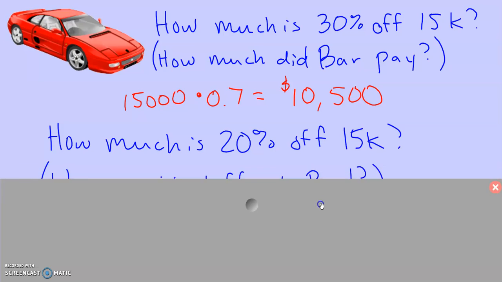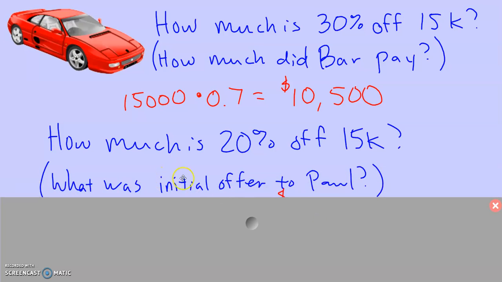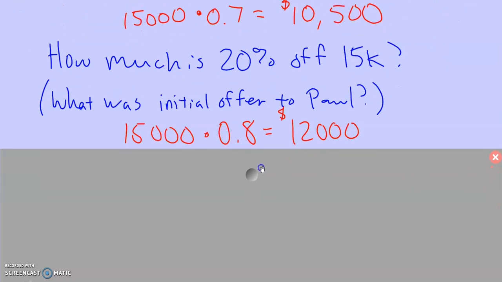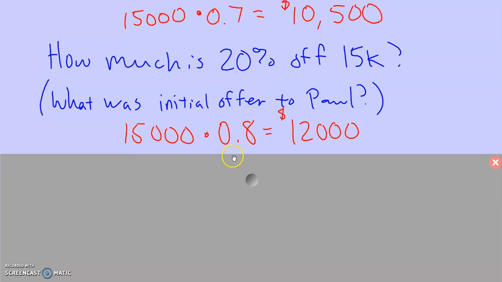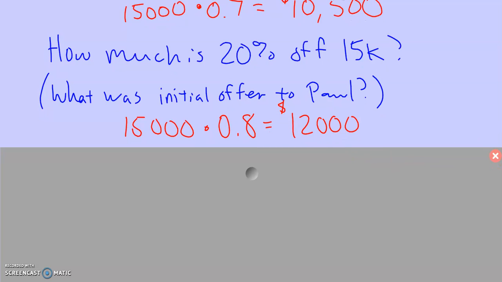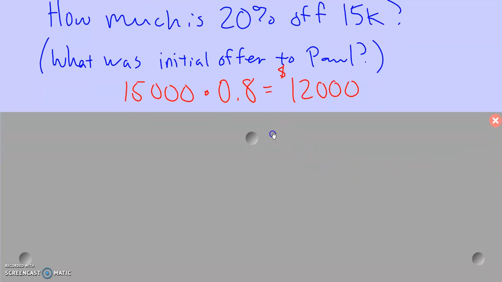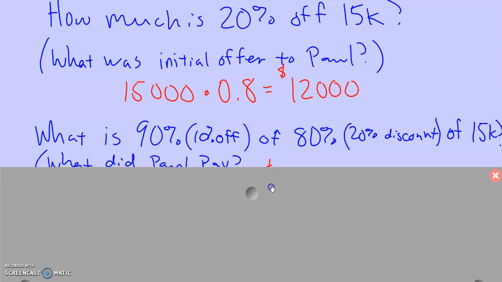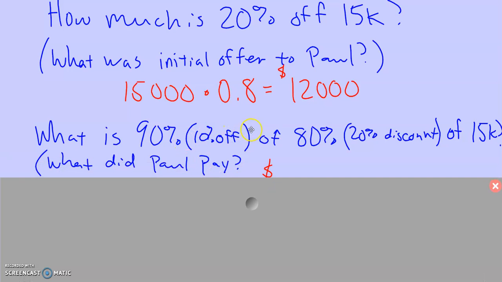Then what was the initial offer to Paul? Another way to ask that is, how much is 20% off 15,000? So if it's 20% off, that means he's paying 80% of the original price, which would be $12,000. After that offer, though, he asked for a better deal, and so then we want to ask, what's 90% of 80% of 15,000? So that's an extra 10% off that already 20% discount.